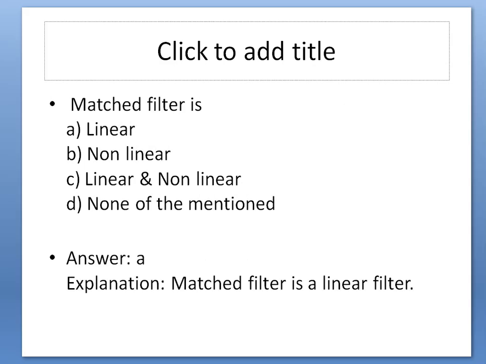Now coming to the next bit, matched filter is A, linear, B, non-linear, C, linear and non-linear, and D, none of the above. The answer is that a matched filter is a completely linear filter. It is not a non-linear filter. For applications that use linear systems, we use a matched filter at the receiver to detect the noise analysis of the system.